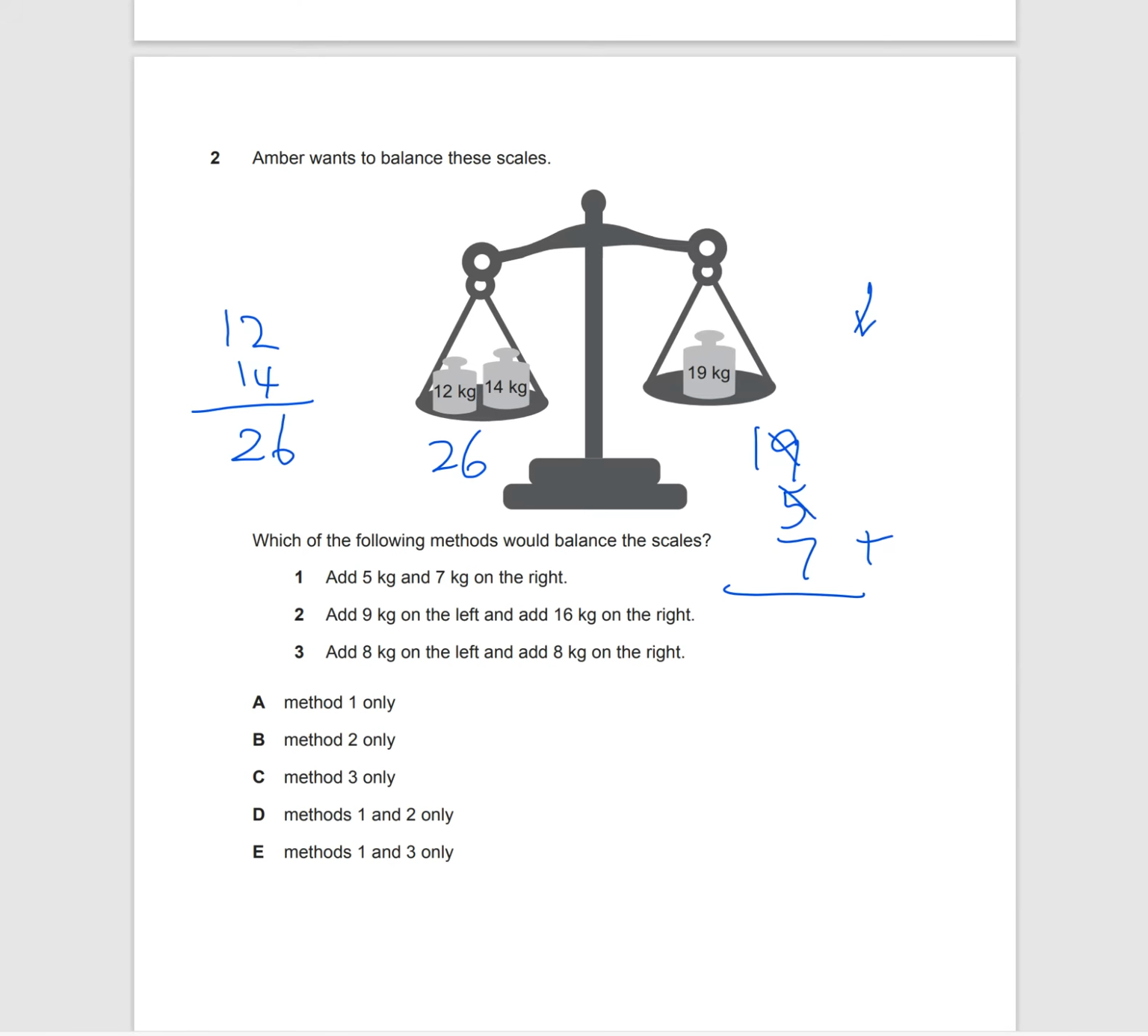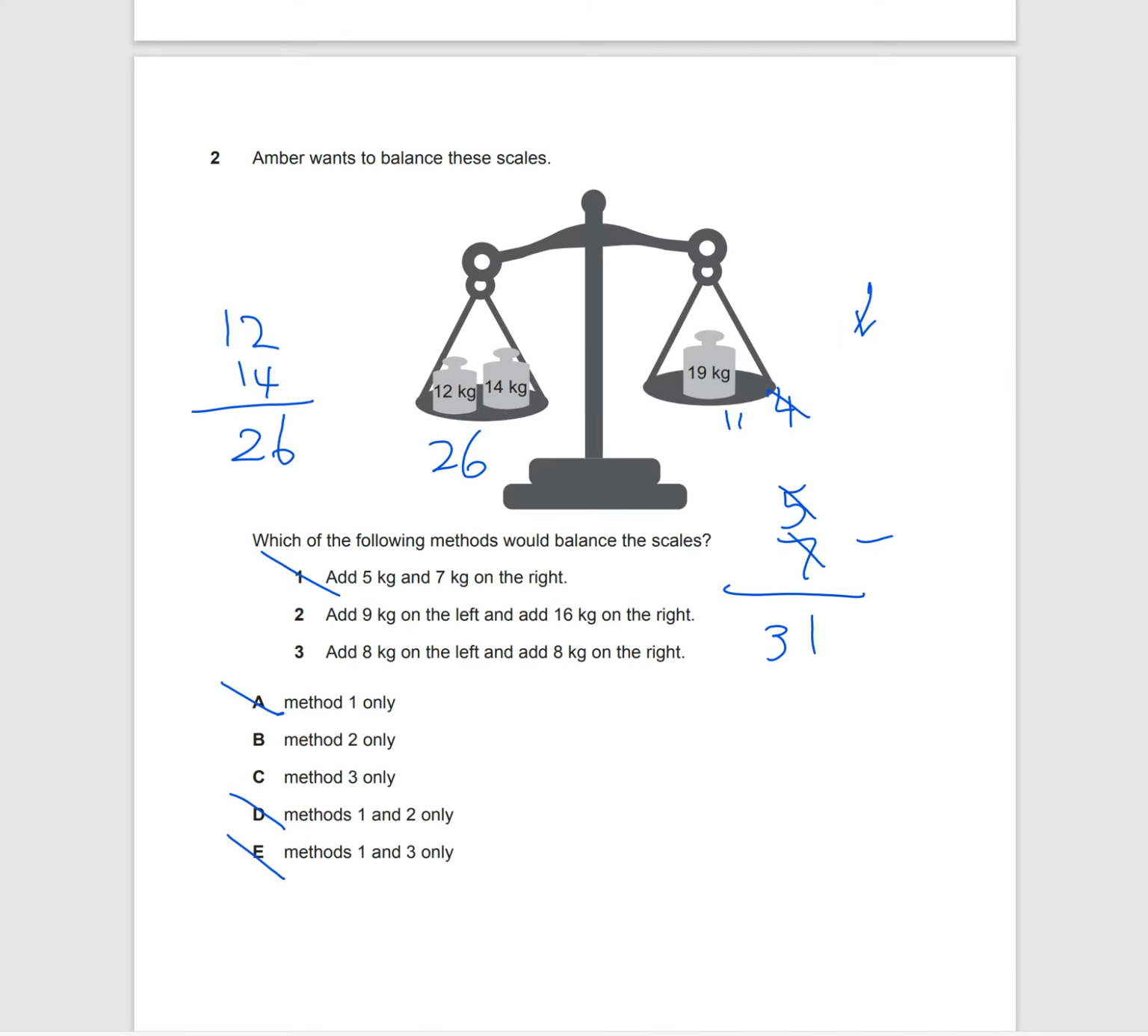9 plus 5 is 14, carry the 1. 7 plus 4 is 11. So we have 31. Now 31 is not the same as 26, so it will not be balanced, so 1 is out. So all the ones that say 1 are out.